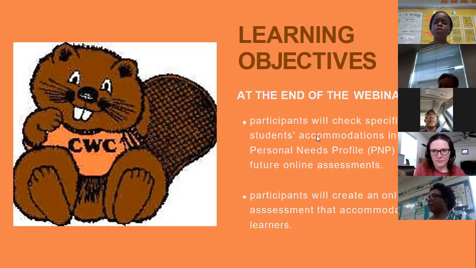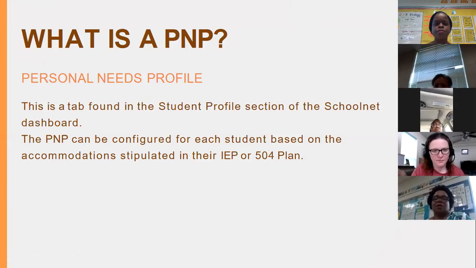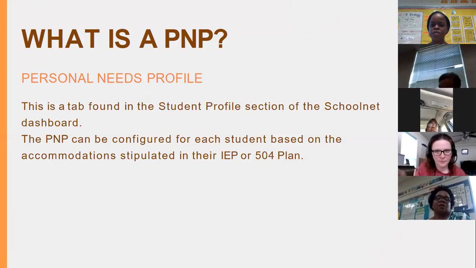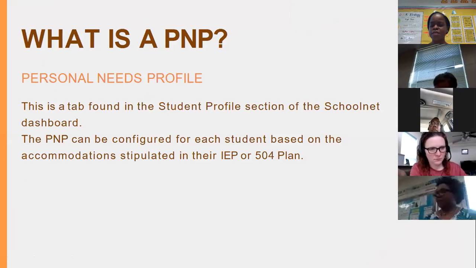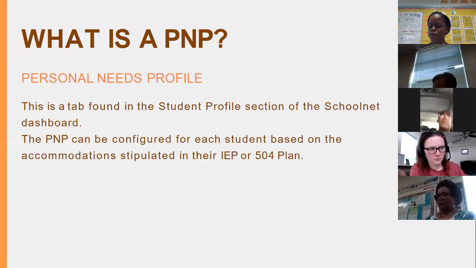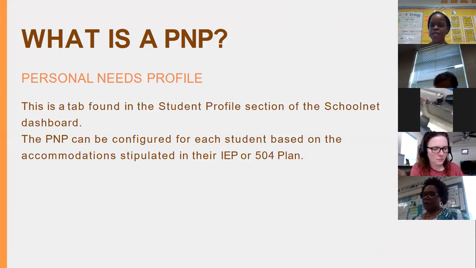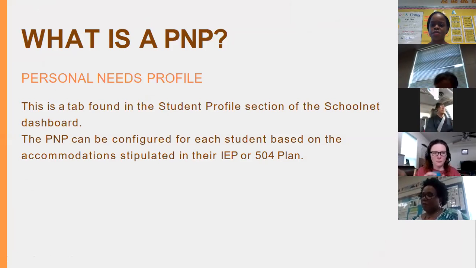So we're gonna use the PNP to make accommodations for students. So what is the PNP? This profile can be found in the student profile section of the Schoolnet dashboard. It is here that students' accommodations are first checked before they will show up in TestNav, and this is when they go online to take their assessment.